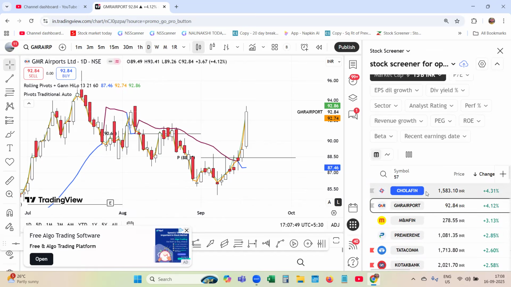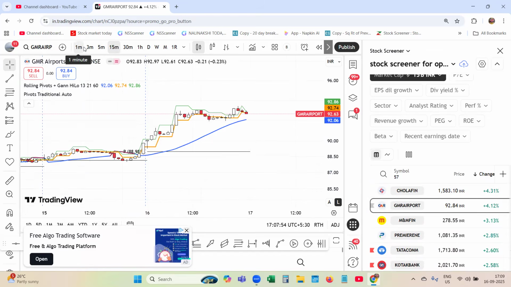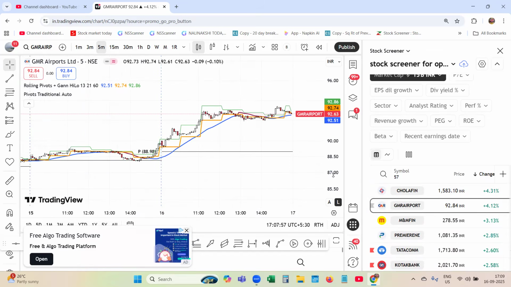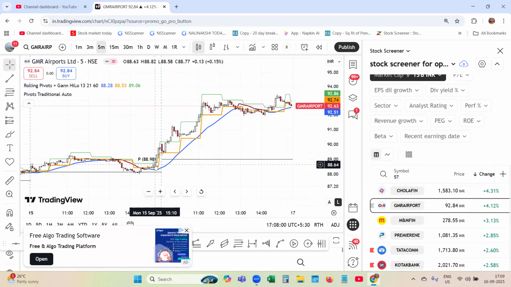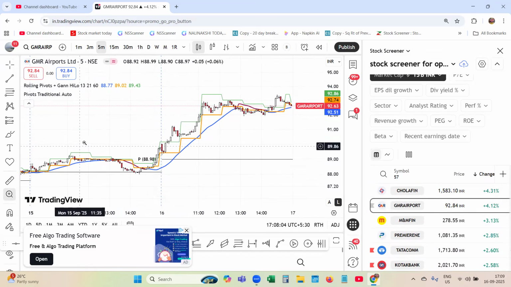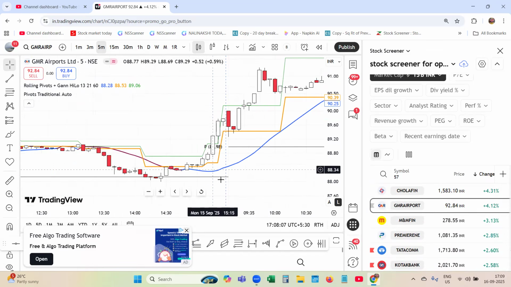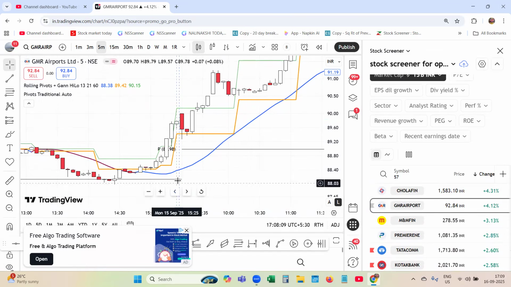Cholamandalam Finance, I'm selecting, sort descending, and when I go to the 15 minutes or 5 minutes, it takes time. If you are a free member, it takes minimum 10 to 15 minutes to update. So when the stock has come, see, on the 16th, my Gann HiLo is here and the pivot is here. This is the standard pivot, the static pivot.